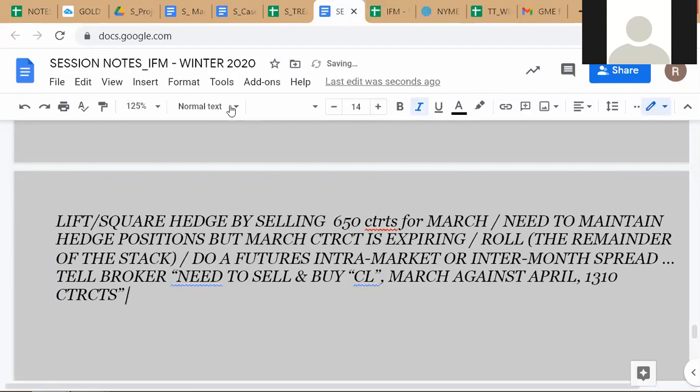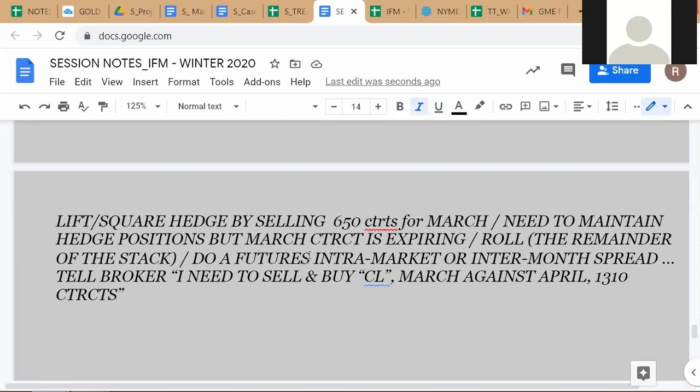All right, so this is what you do. This is how you do a futures inter-month spread. You tell the broker, I need to sell and buy crude oil, CL, March against April. This is how the language has to be. March against April, 1310 contracts. So this is basically a futures inter-month spread.